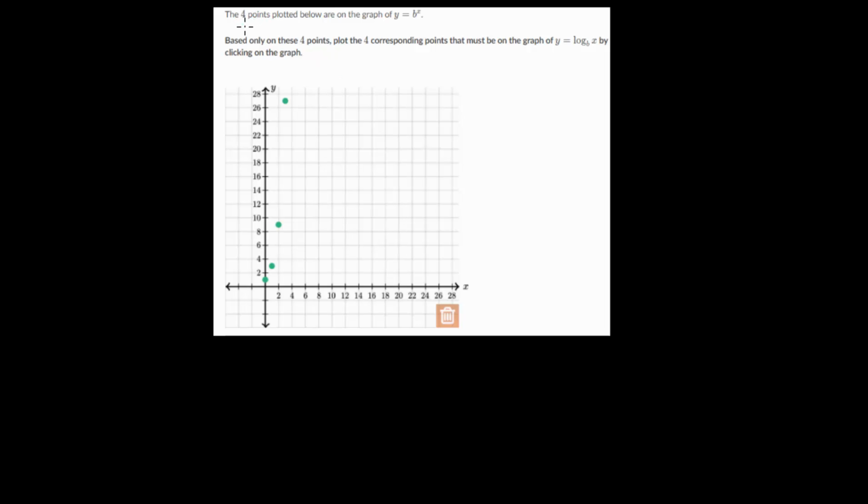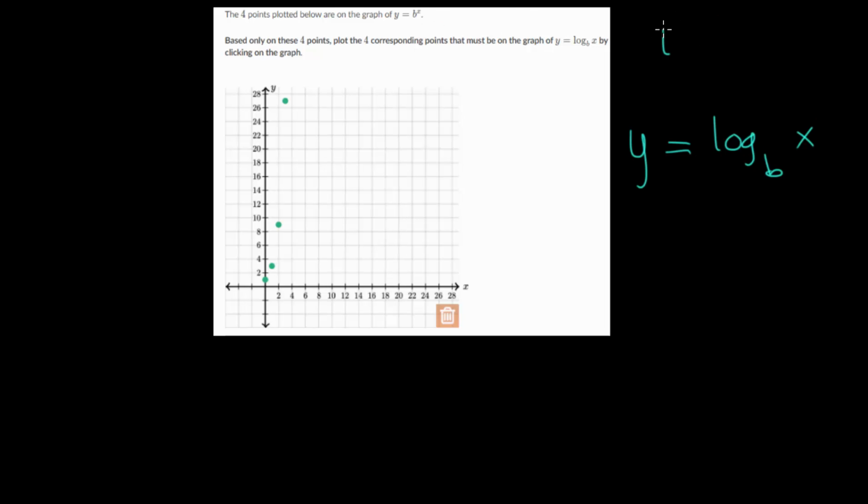So in this one, we have 4 points that are plotted on the graph y equals b to the x. And you could imagine extending this. This is some exponential equation that shoots up very quickly. That's not the best drawing, but that's essentially what's happening here. And based on just these 4 points, we want to plot 4 corresponding points that have to be on the graph y equals log base b of x.